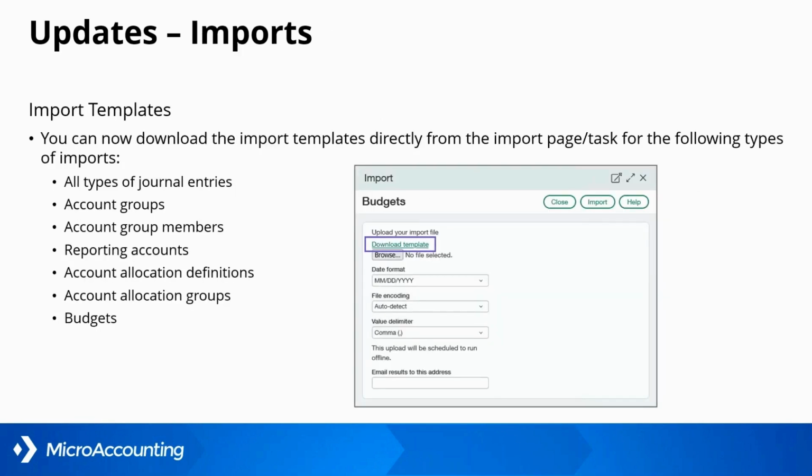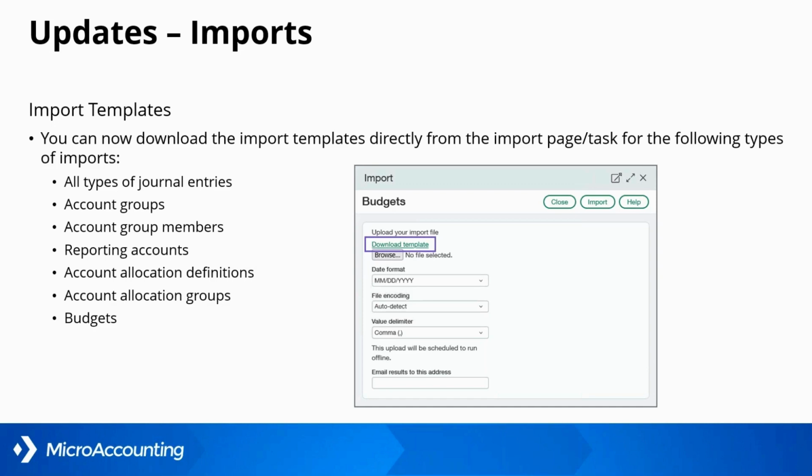This one is a good one too. Updates to our imports. Previously, to get your import templates, you had to go to the company import or company setup checklist, and it was a long list. You had to scroll down and find the task you were looking for to get that template. Now you can get those directly from the import page, so you can go directly to that task.